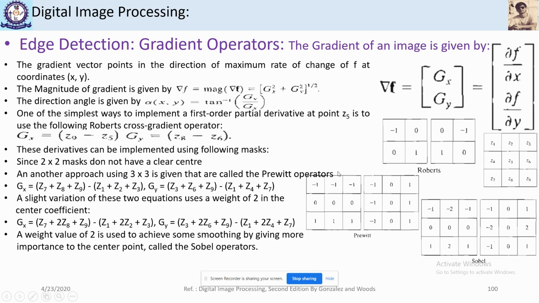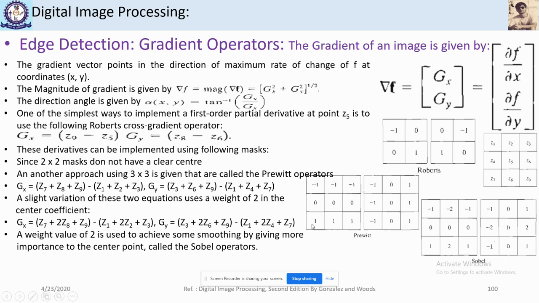These are Prewitt's gradient operators, and they can be implemented by these masks. Here we can see that this is the mask corresponding to Gx.